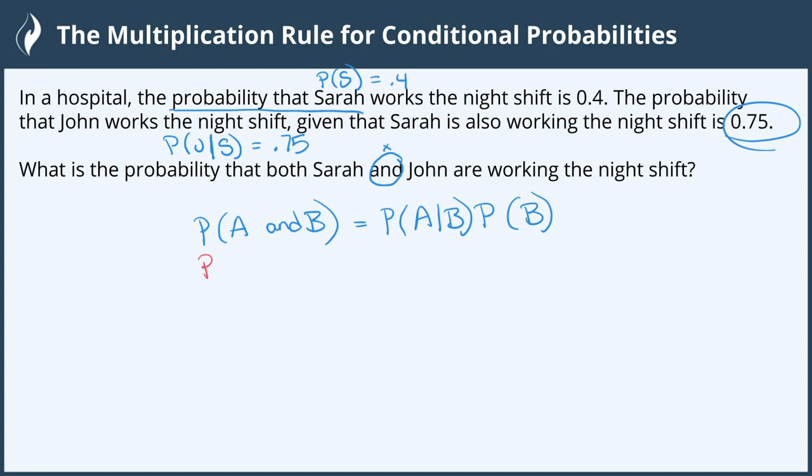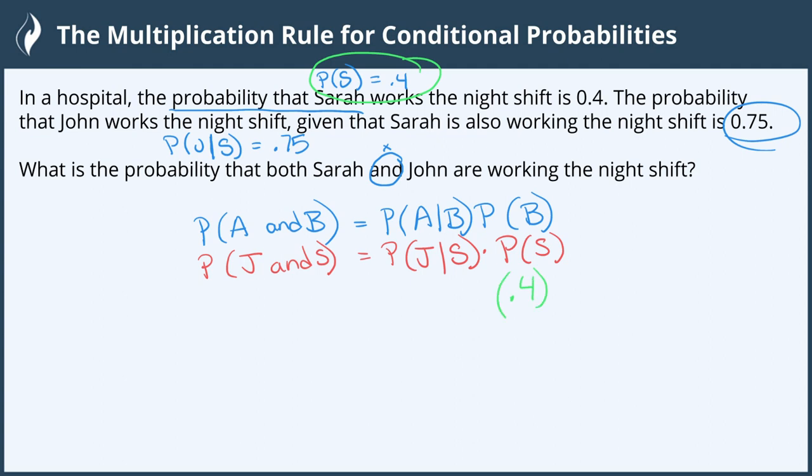So we can do the probability of John and Sarah equals the probability of John given Sarah working, multiplied by the probability of Sarah working. And we were given all of those numbers at the get-go. So the probability of Sarah working is 0.4. The probability of John working, given that Sarah is also working, is 0.75.